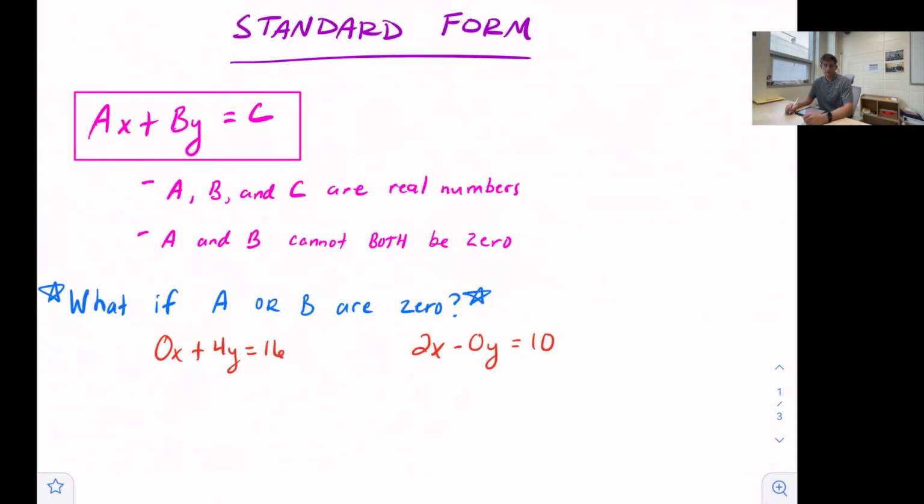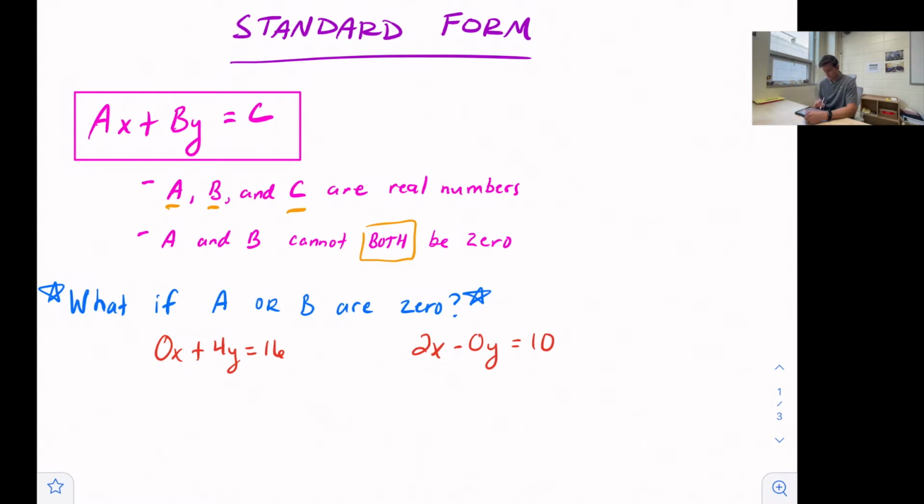In this video, we're going to look at the standard form of a linear function and how to graph it. Standard form is represented as ax plus by equals c, where a, b, and c are real numbers. One thing though about this equation, a and b cannot both be 0, okay? Well, one or the other could be 0, so that's what brings us to this question. What if a or b are 0?